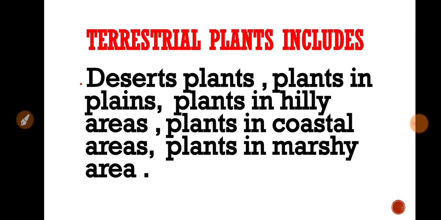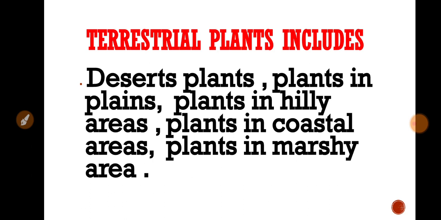Now, these terrestrial plants include desert plants, plants in plains, plants in hilly areas, and plants in marshy areas. This classification is on the basis of the terrestrial habitat in which they grow.